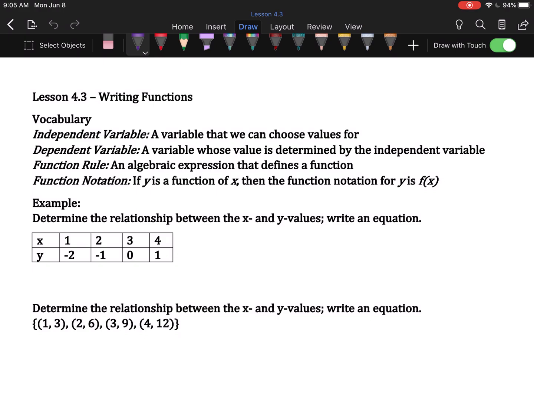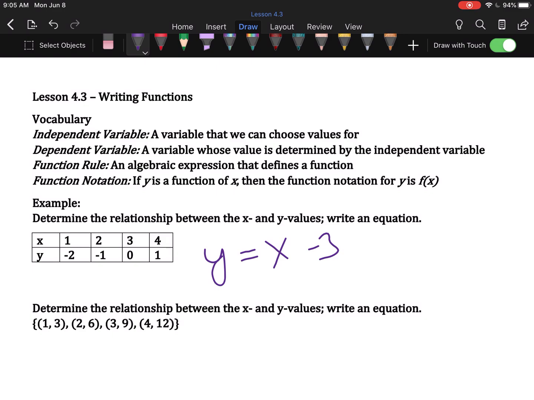So how do I get from 1 to negative 2? I subtract 3. Does that work as I go forward? 2 minus 3 is negative 1. 3 minus 3 is 0. And 4 minus 3 is 1. So our y values we're getting by taking our x values and subtracting 3.